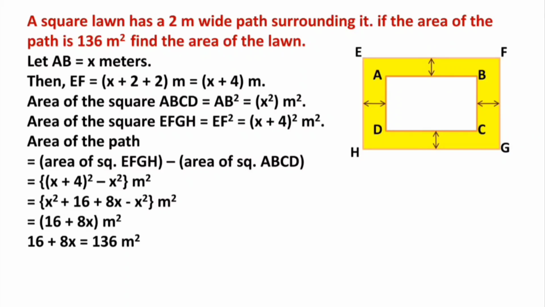Now, the area of the path is 136 meter square, as given in the problem. So, 16 plus 8x is the area of the path. From these both things, we get 16 plus 8x is equal to 136 meter square. After solving this, we get 8x is equal to 120, and finally x is equal to 15 meter.